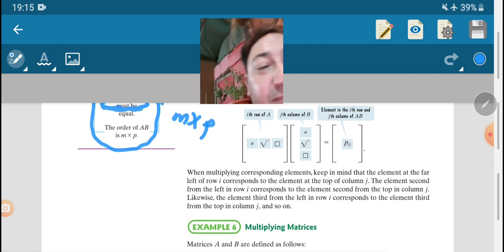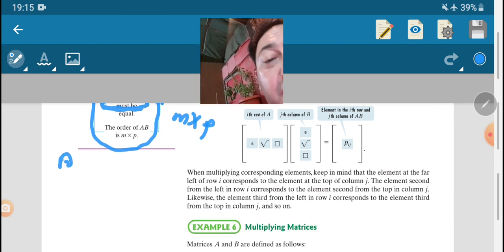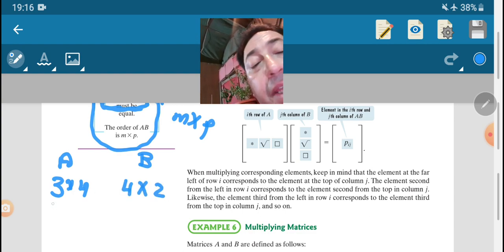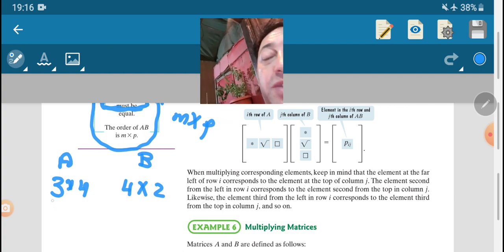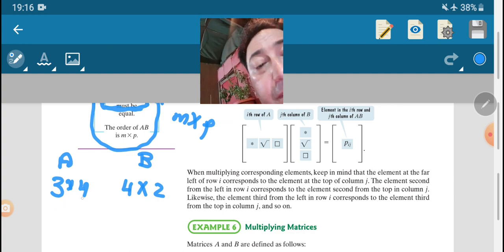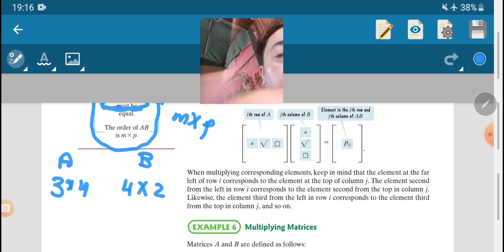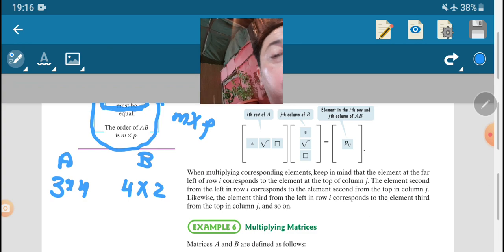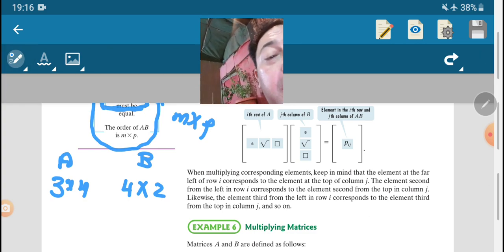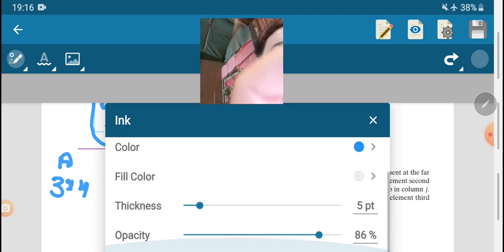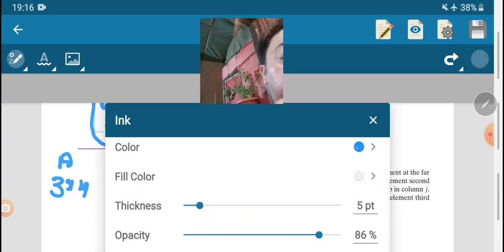And again, if we have a matrix 3 by 4 and the other matrix 4 by 2, what does 3 by 4 mean? A matrix contains 3 rows and 4 columns. B is the matrix containing 4 rows and 2 columns. Can we multiply them? Yes or no? Let's see.